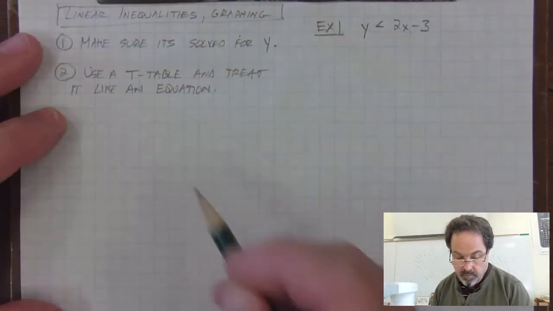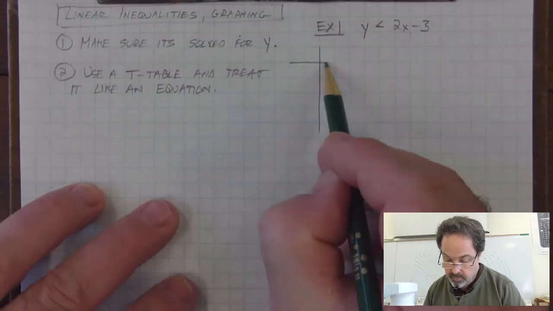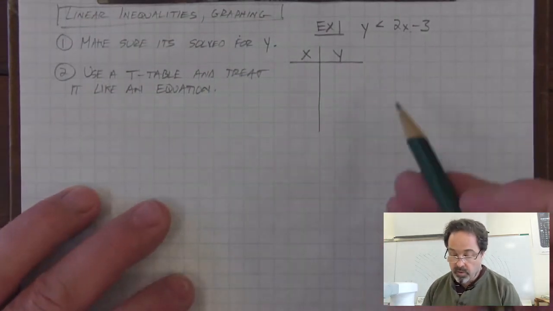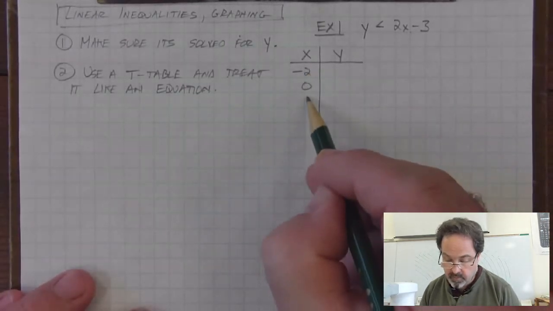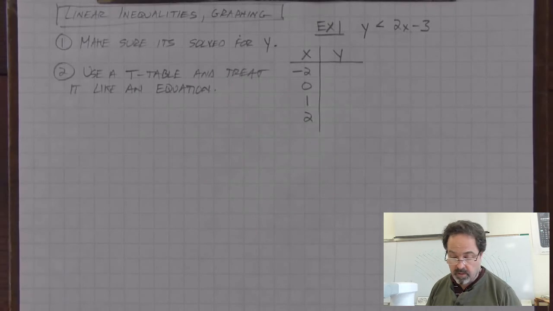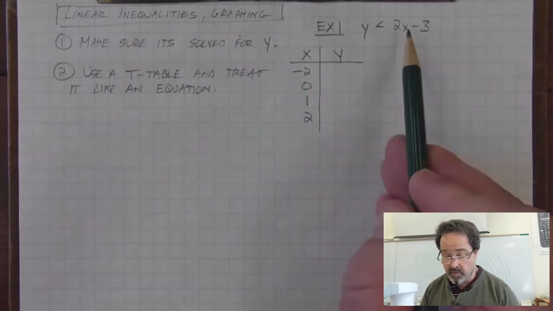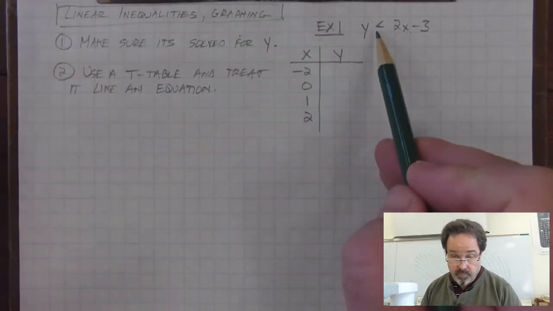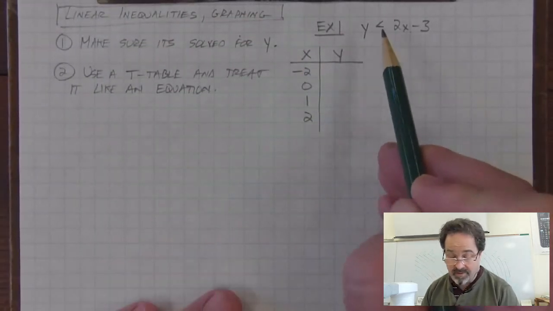So we're going to make a t-table to organize points for graphing, with a column for x and a column for y. We're going to treat it like an equation, which means that we're going to choose some values of x. In this case, -2, 0, 1, and 2 are good values of x to work with. And we're going to find the value of y that corresponds to our choice by substituting in our value of x and solving for y. We're going to ignore for the moment that it's an inequality, and we'll take steps later to address that this is a less than comparison.